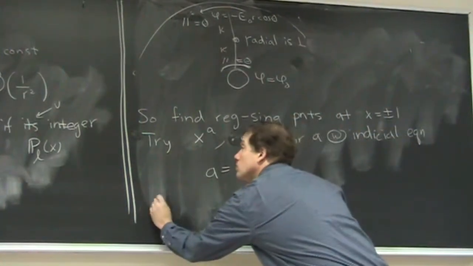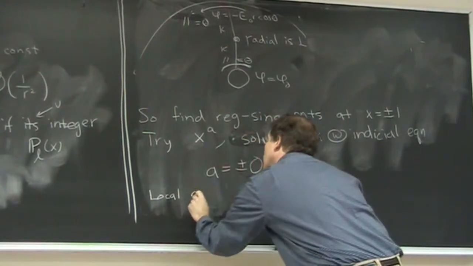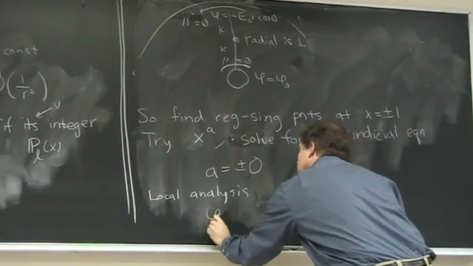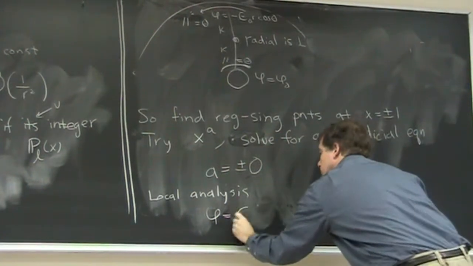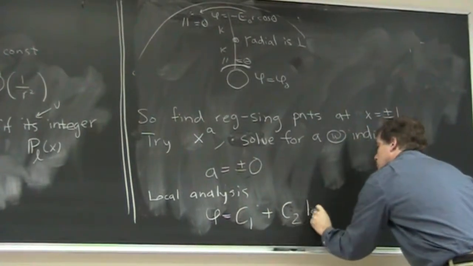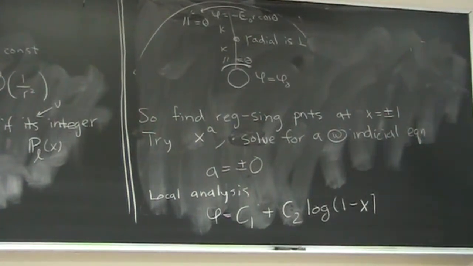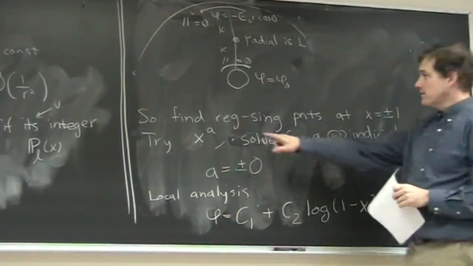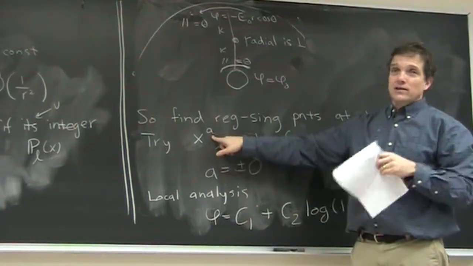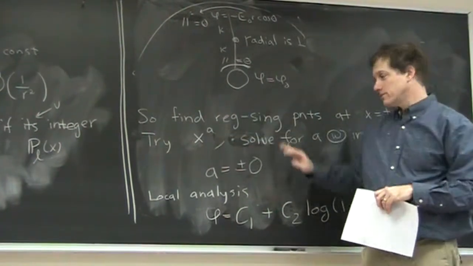The local analysis says that this solution behaves like a constant. That's one of those roots, plus another one, which turns out to be log. So log is kind of almost constant, right? If I take the limit that a goes to 0, the way you can think about it is like this. You have two solutions. You could imagine that a is very, very small, and take the limit that a goes to 0.